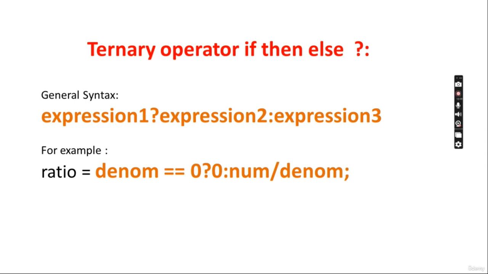For example, ratio is equal to expression 1 question mark expression 2 colon expression 3. For example, ratio is equal to denominator equal to 0, question mark. If denominator is equal to 0, if it is true, it will give me 0. And after the colon, if it is false, it will give me num divided by denominator. So ratio will be evaluated depending upon this ternary operator expression.